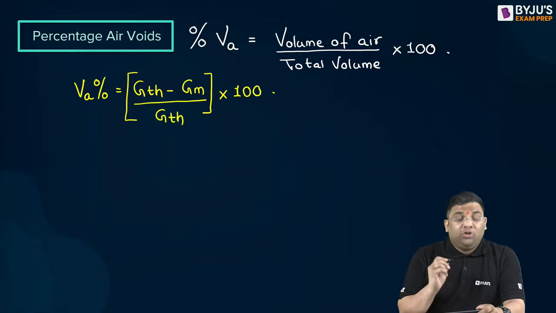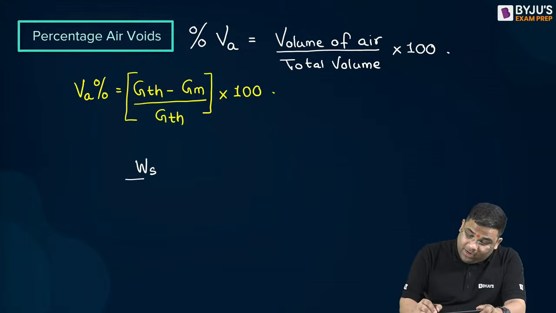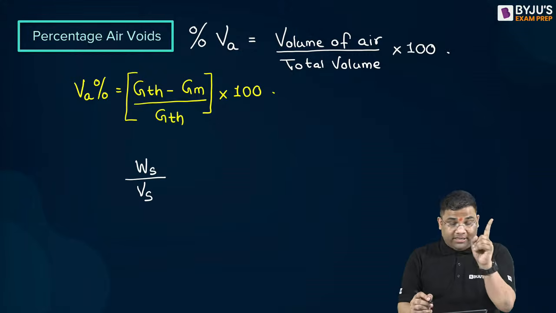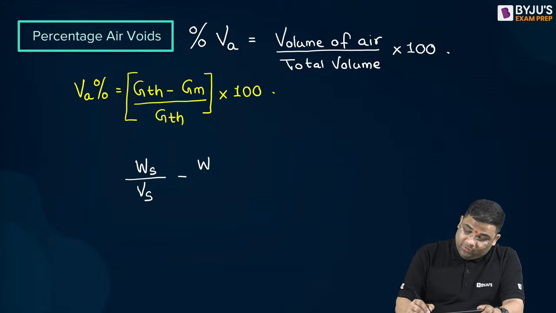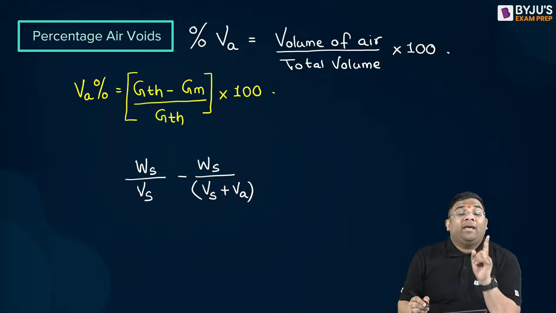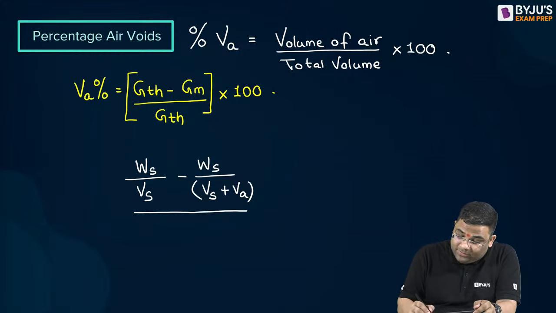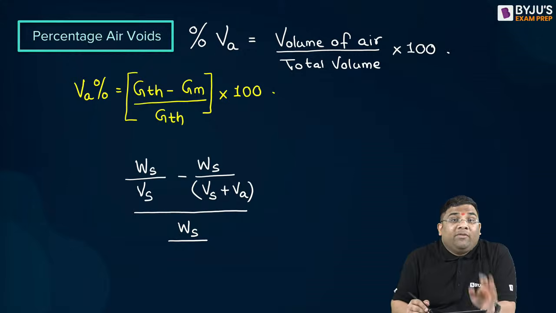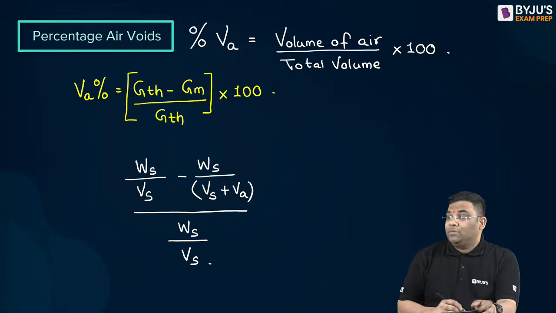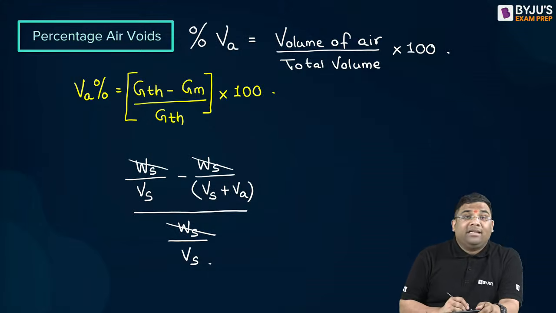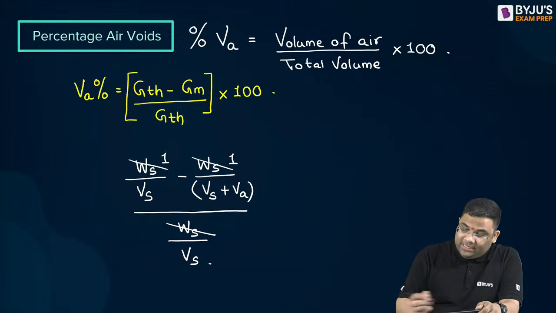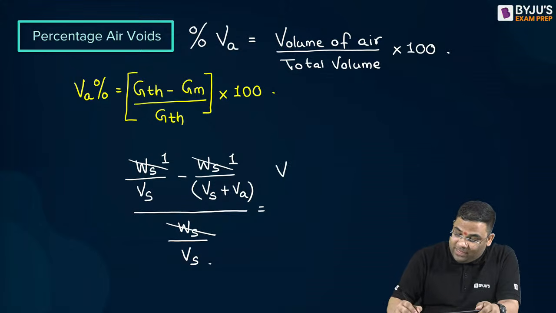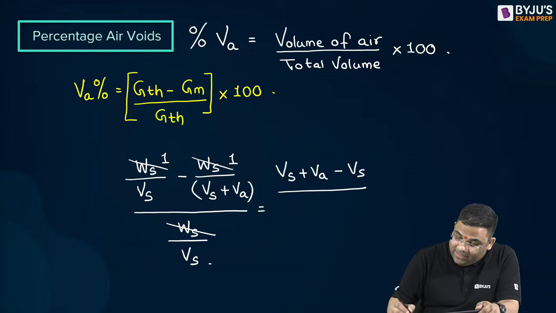See, G theoretical, what I told, is weight of solids divided by volume of solids. Air volume is not considered. Now GM is weight of solids divided by volume of solids plus volume of air. I include the volume of air in GM, right? G theoretical is weight of solids by volume of solids. So you see, the weight of solids is getting cancelled everywhere, right? So if I do some mathematics here, this will be Vs plus Va minus Vs divided by Vs into Vs plus Va.